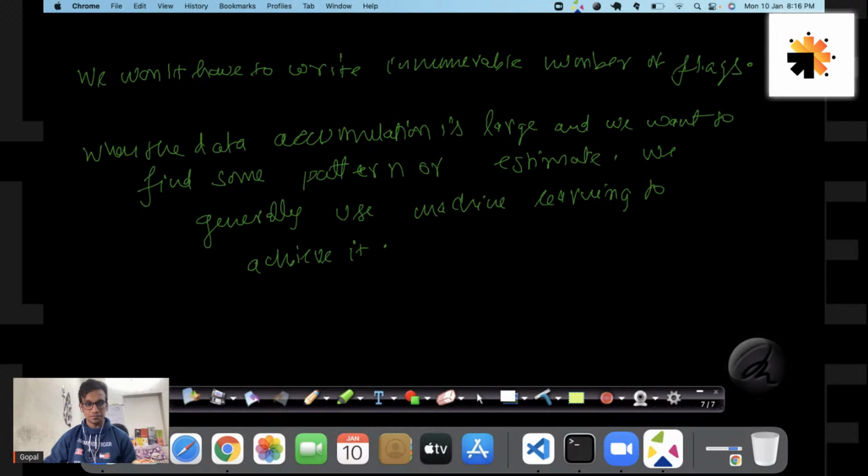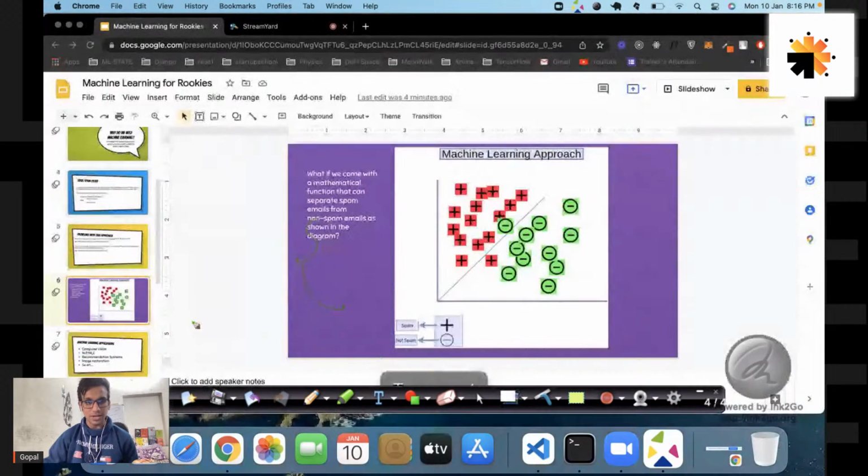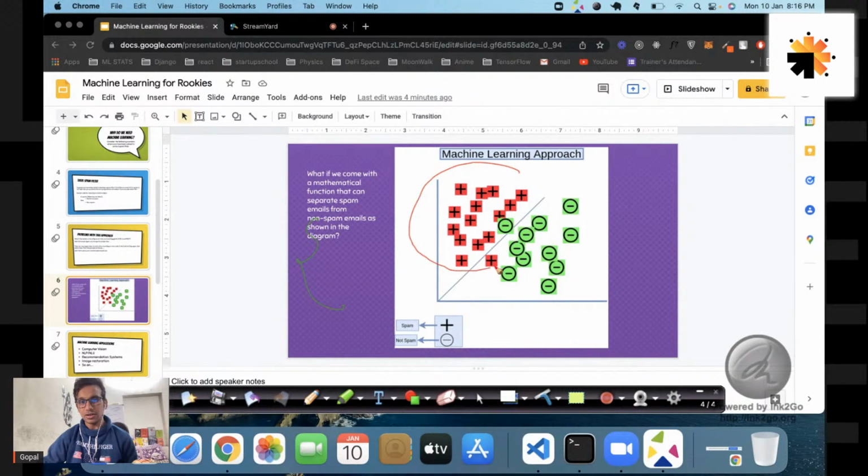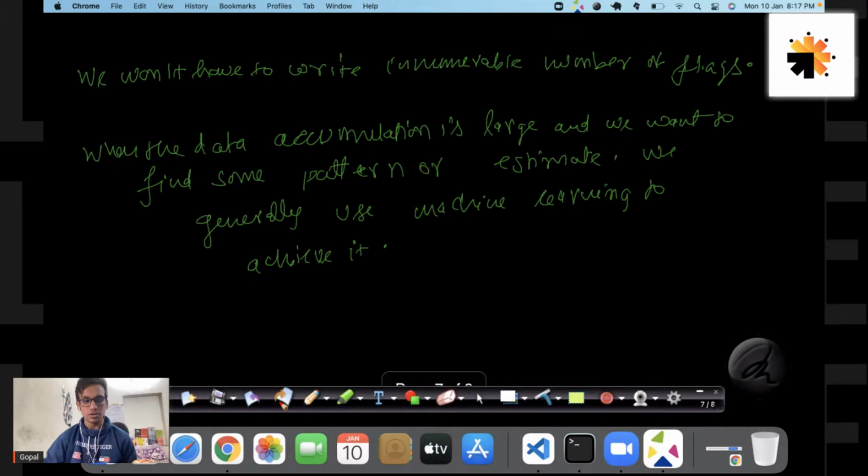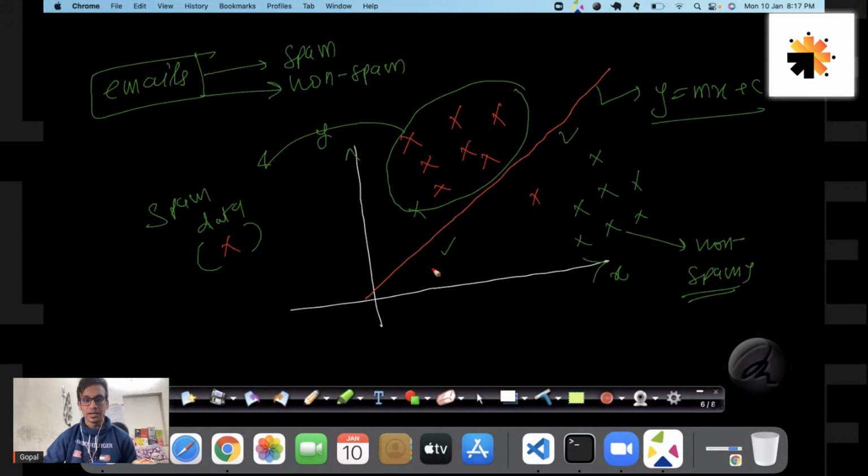All right. So again, coming back to this, this is what I am trying to explain here. These are your spam emails, and these ones are your non-spam emails, and this is your line. This line you may have heard about a lot. This line is your machine learning model.